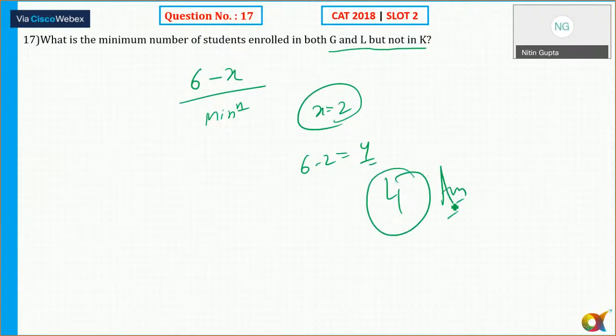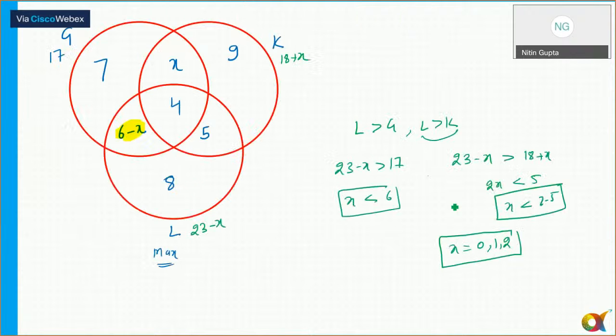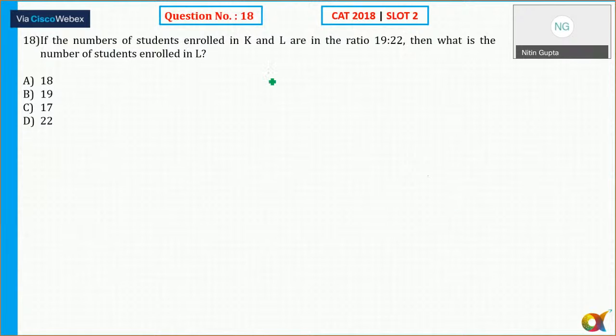Now let's move to question number 18. It says if the number of students enrolled in K and L are in the ratio 19 is to 22. So K is 18 plus X, L is 23 minus X. So 18 plus X upon 23 minus X is equal to 19 upon 22. Then what is the number of students enrolled in L?